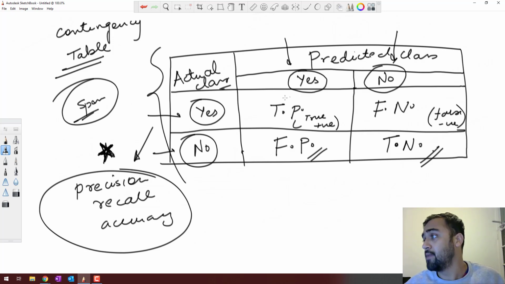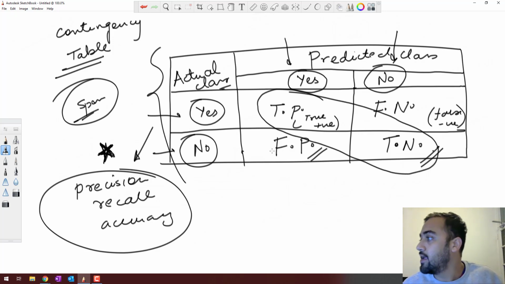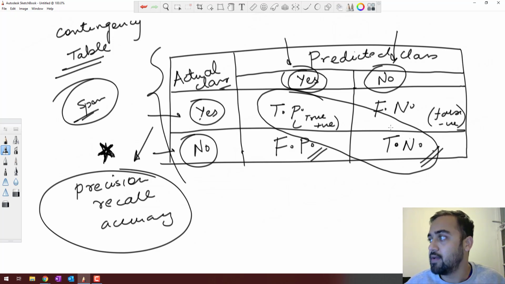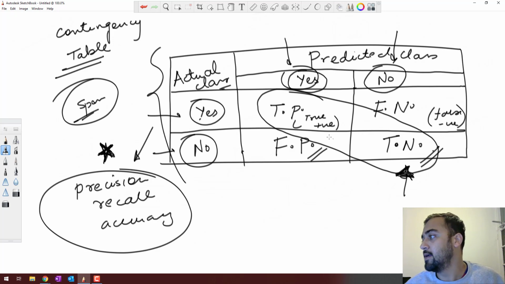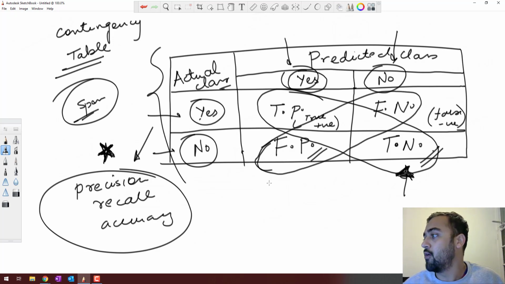All I can say is, if anyone asks how many samples your algorithm has classified correctly, that would be your true positives plus your true negatives, right? Similarly, because it's yes and it is predicted as yes, it's no and your algorithm has predicted it as no. Therefore, these two constitute the correctly classified labels, while these two form your incorrectly classified labels.